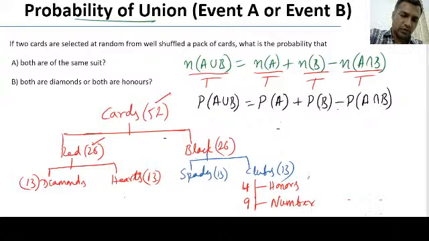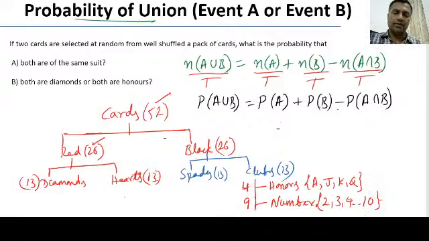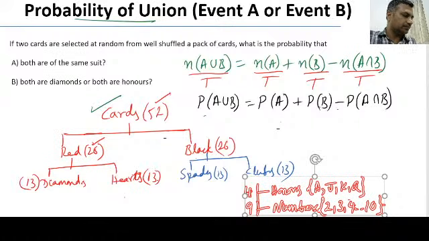Which are the honors cards? We call them ace, jack, king and queen. What are the numbered cards? The numbers 2, 3, 4 up to 10. These are the numbers you find written on the cards. Technically, if I ask you how many honors cards are there in a complete pack of cards, you'll say that there are 4 honors cards under clubs.